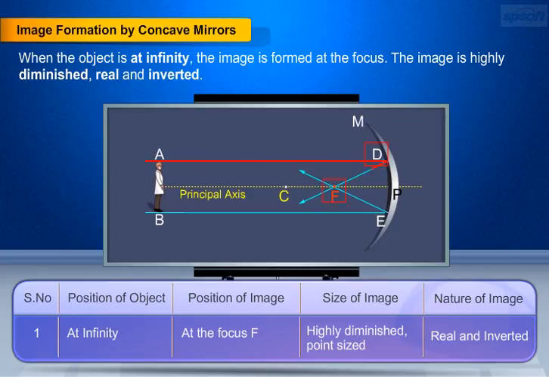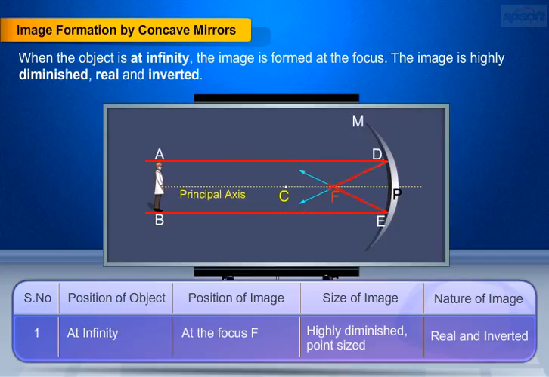Similarly, a second ray of light, which is also parallel to the principal axis, meets the mirror surface at the point E and gets reflected. The reflected ray EF passes through the focus F of the mirror. So both reflected rays DF and EF meet at the focus point F on the principal axis. Thus the image is formed at the focus F.